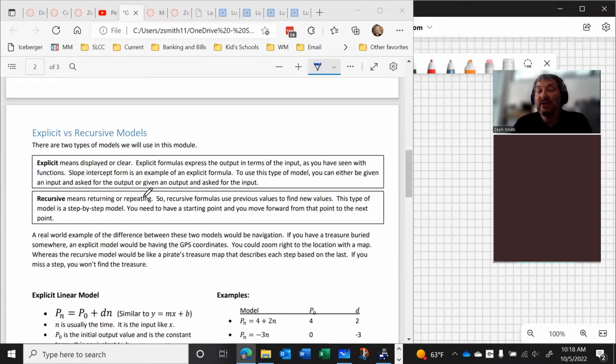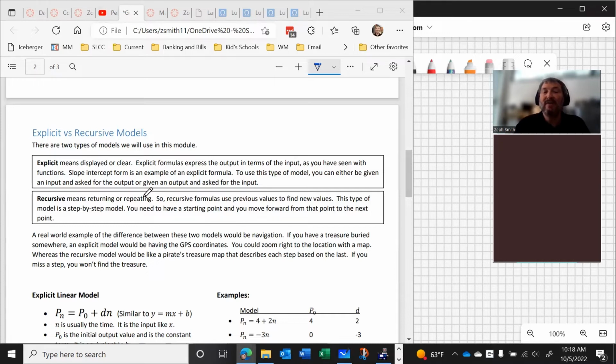If you have a treasure buried somewhere, an explicit model would be like having the GPS coordinate system. You look it up, you zoom right into the map, you know exactly where it's buried, you can go straight to it. You can just heli drop straight down to it.